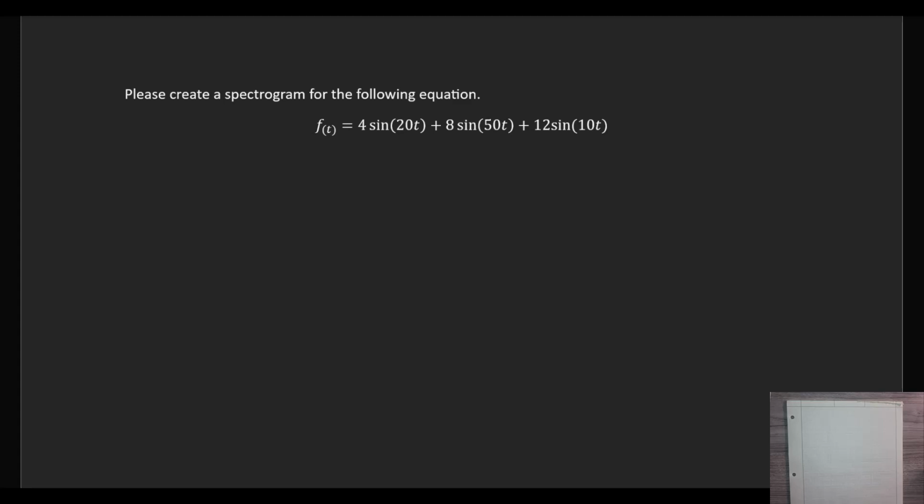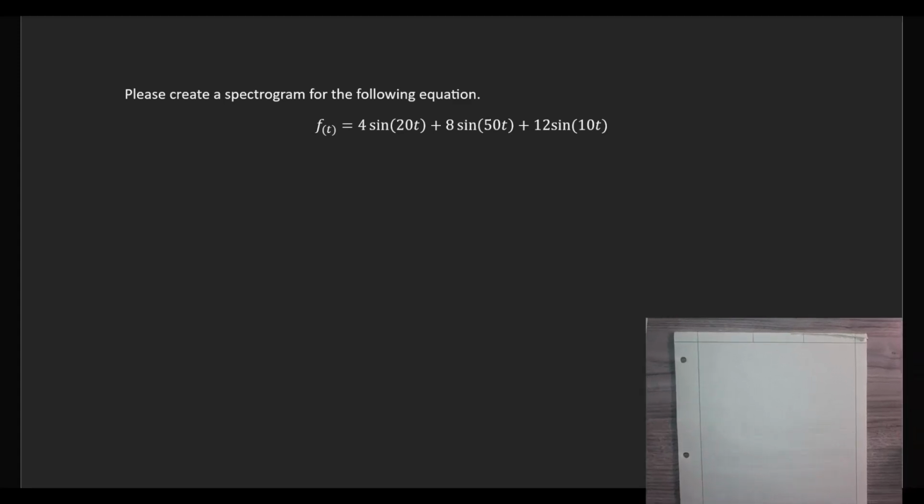So the first problem asks us to create a spectrogram for the following equation. F of t equals 4 sine 20t plus 8 sine 50t plus 12 sine 10t. So I'm going to switch over to a piece of paper here, and let's take a look.